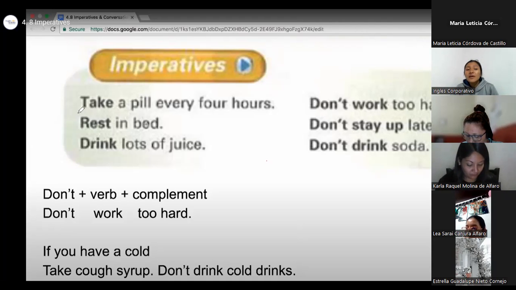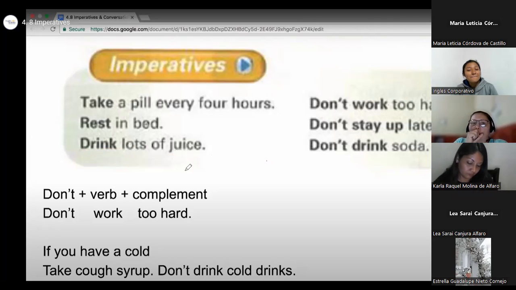Oh, okay. Okay, Raquel. So we need basically the verb and then the complement. As you could see, take a pill every 4 hours. Rest in bed. Drink lots of juice. ¿Está claro, Raquel? Sí, o sea, yo pensé que precisamente tendríamos que agregar solo la oración de take, no tendríamos que ampliarla, pero ya capté bien. Hoy sí ya.